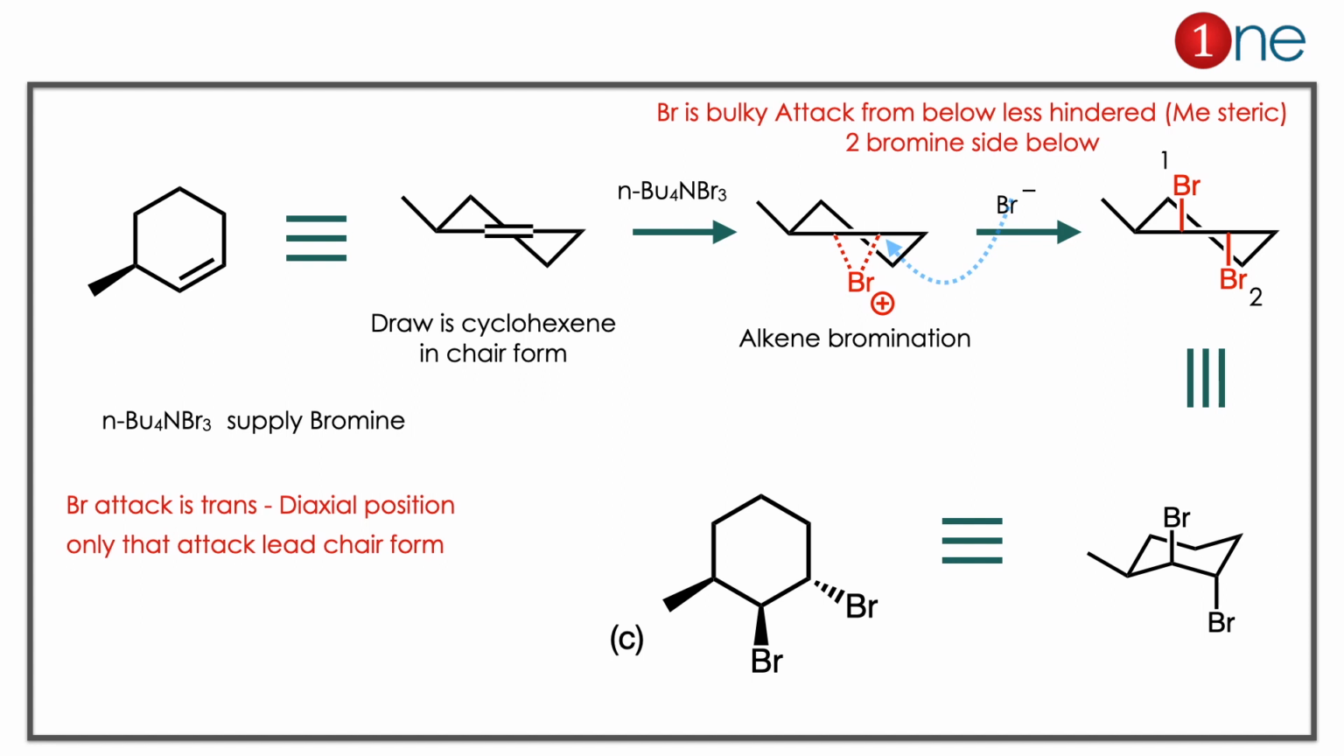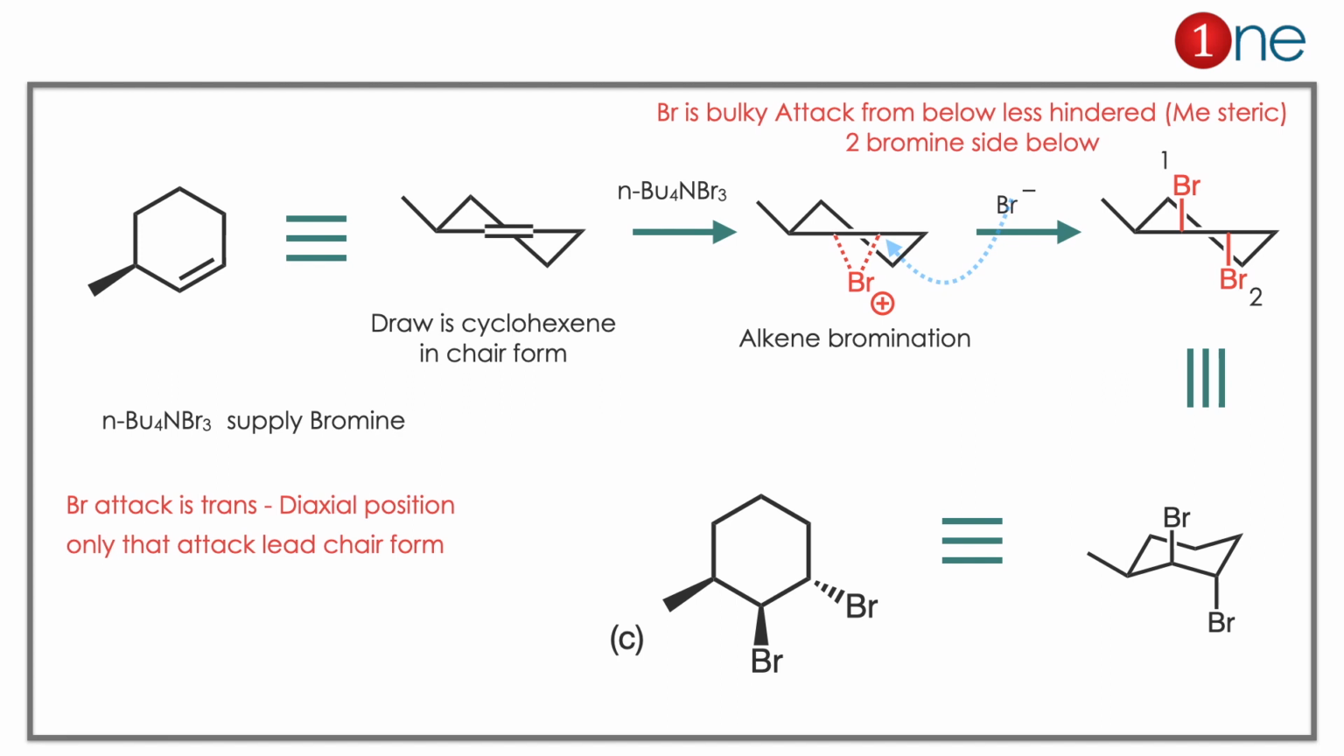The reagent is very interesting. It will supply the bromine. Br3 minus is the known reagent for bromine supply. First step, the alkene attacks the bromine and you form the bromonium ion. Next step, bromide attack. But where does the bromide attack? Bromide is the bulky one. It always attacks the less hindered side.